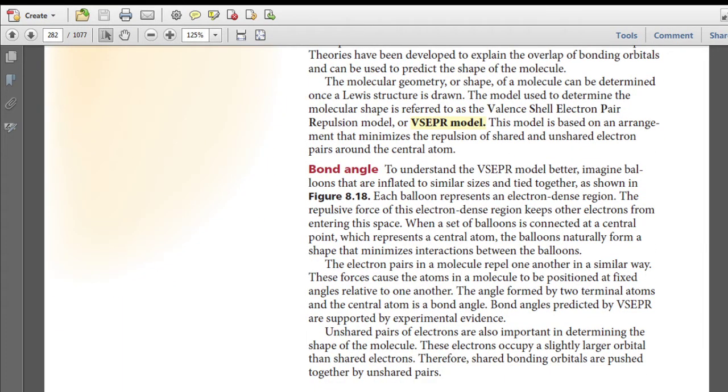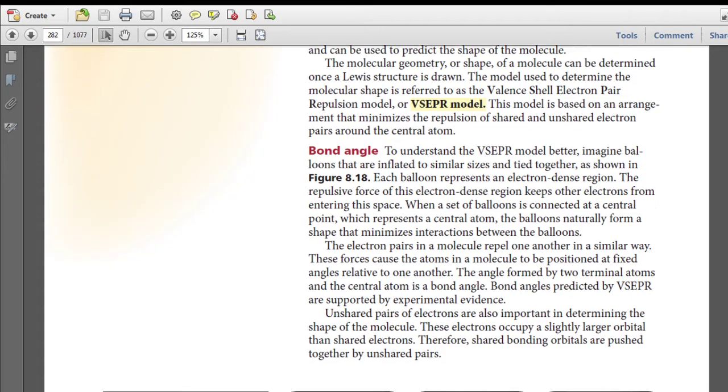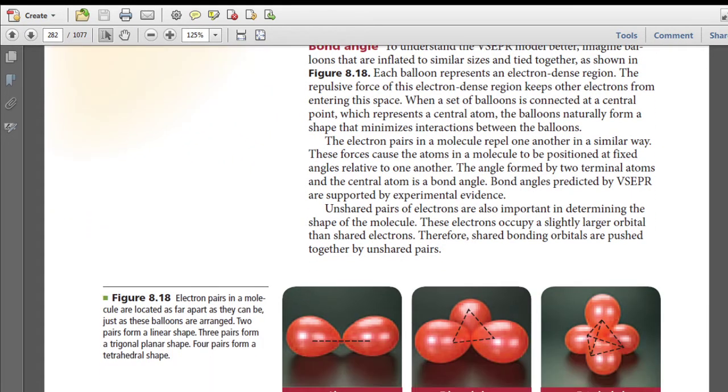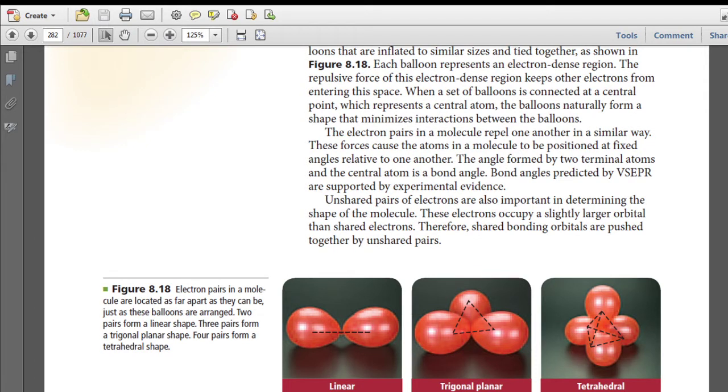To understand the VSEPR model better, imagine balloons that are inflated to similar sizes and tied together as shown in figure 8.18. Each balloon represents an electron-dense region. The repulsive forces of this electron-dense region keep other electrons from entering this space. When a set of balloons is connected at a central point, which represents a central atom, the balloons naturally form a shape that minimizes the interaction between these balloons. The electron pairs in a molecule repel one another in a similar way.